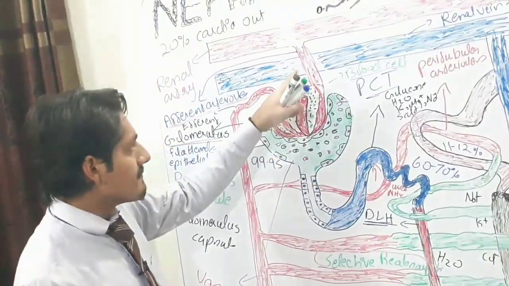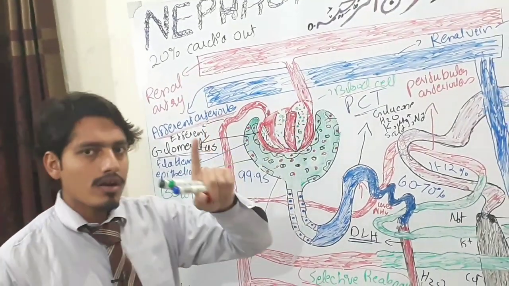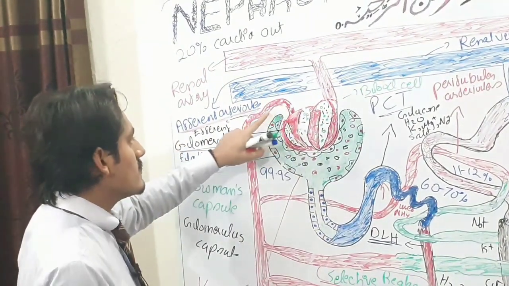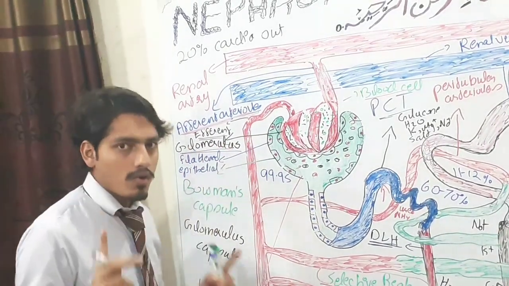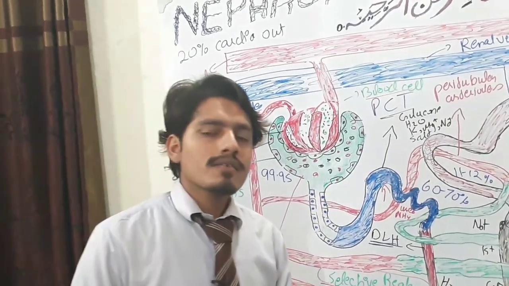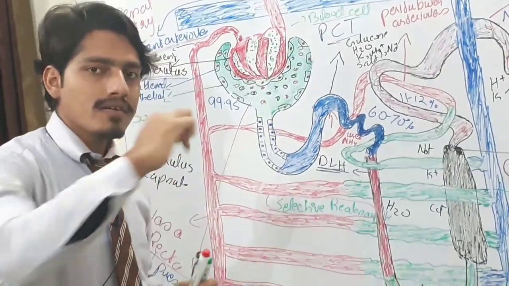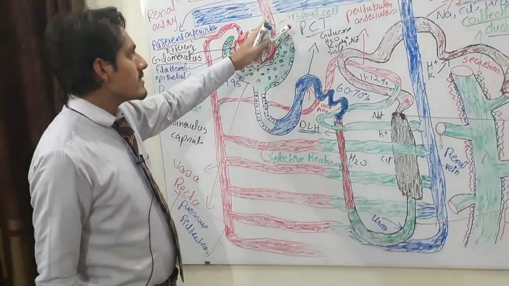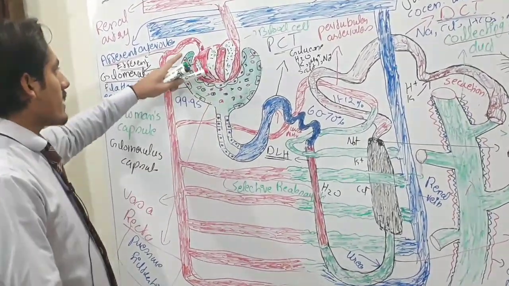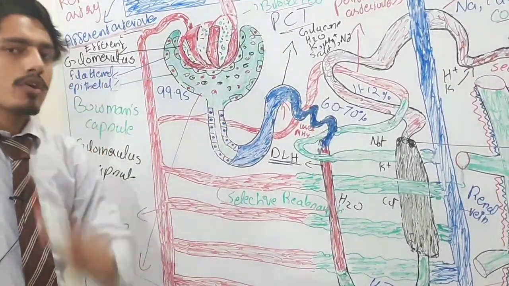The first one, when it enters the Bowman's capsule, is called afferent. When it leaves the Bowman's capsule, it is called efferent arteriole. The basic difference is that afferent enters and efferent leaves, and the second difference is their diameter. Afferent has a larger diameter as compared to efferent, which has a smaller diameter.